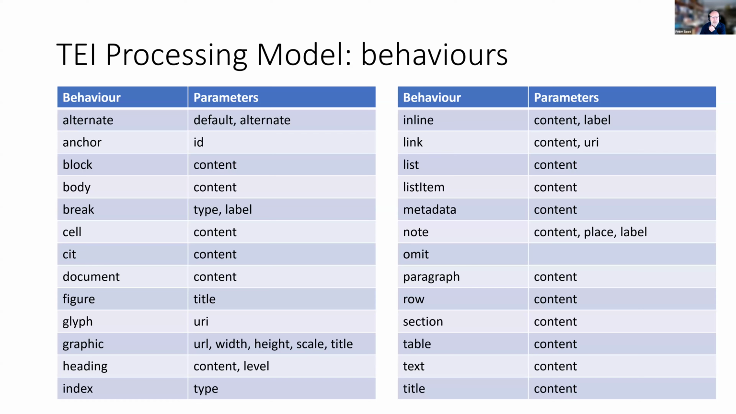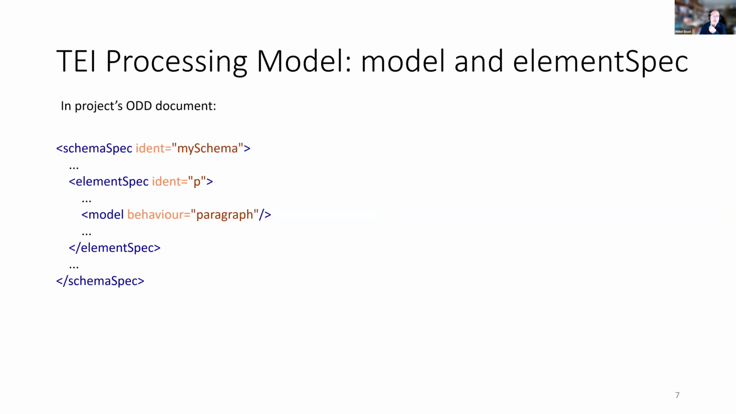So how do we map TEI elements to these behaviors? Well, first of all, we have the model element. I mentioned TEI projects define their own schema, and in the ODD document, that's one document does it all. There's a schema specification element, and that schema specification element contains element specifications. And within the element specification, we define the content of the element, of obviously the description, attributes, where it's used. But there's also the model element, and what this model element does is to map the TEI P elements to the paragraph behavior.